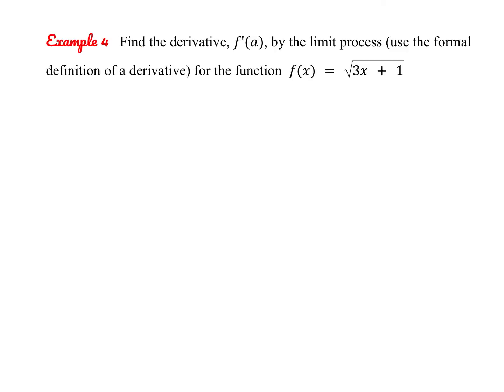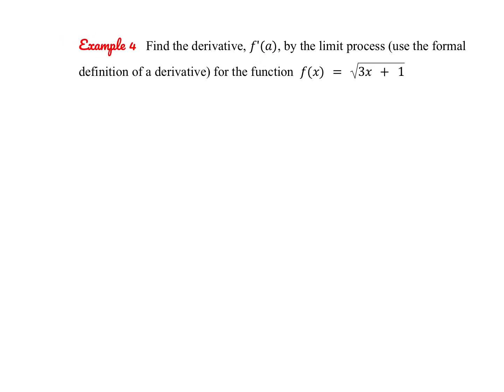All right, so here let's do one more together. Let's find the derivative f prime of a by the limit process. So we're going to use that formal definition, and we're actually going to use both forms, the form with x approaching a and the form with h approaching 0, just for practice for this function. So we're going to just do it with the general value of a. So first, let's do it with this form. So the limit as x approaches a, remember, is of f of x minus f of a over x minus a. So we'll start by doing it with this form.